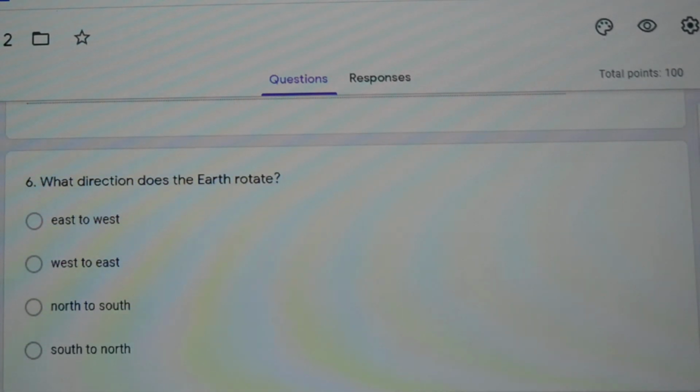Okay, this one I made a multiple choice question. What direction does the Earth rotate? Is it rotating from east to west, west to east, north to south, or south to north? So what direction is the Earth rotating? Remember, rotation, spinning on its axis.